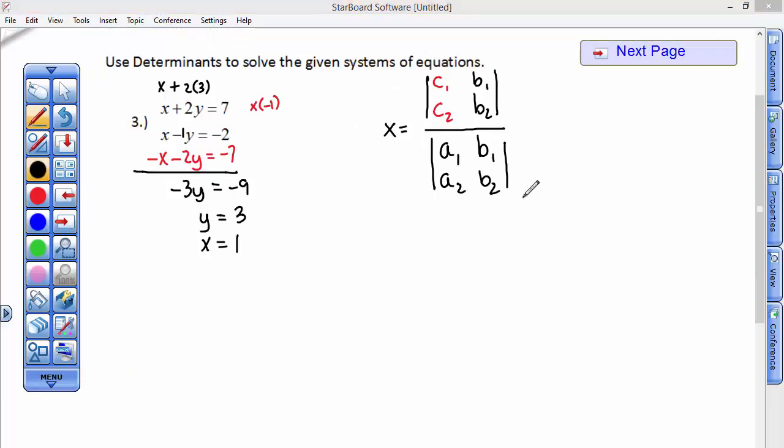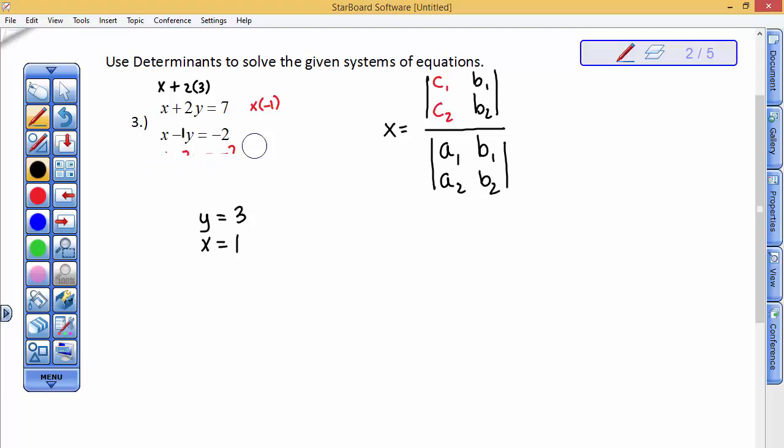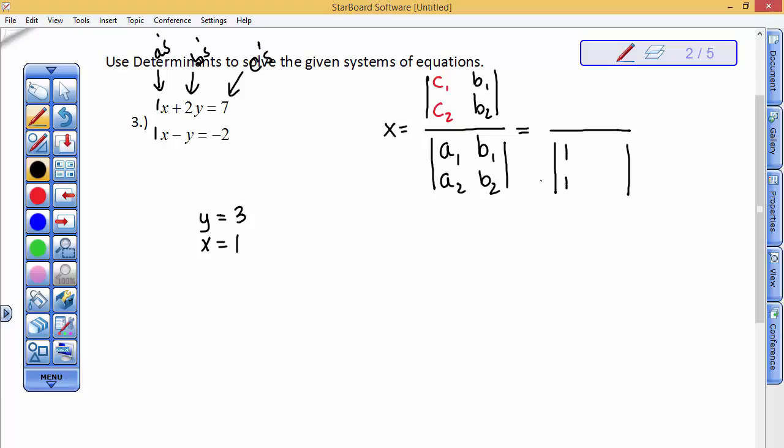And so what I like to do, I'm going to erase all of this, but I'm just going to keep the x is 1 and the y is 3. So what we do is we come on over here, and in this denominator, we put the numbers that are in front. These are the a's, these are the b's, and these are the constants, the c's, and we put the 1's down here, the 2 and the negative 1 right here, and we will evaluate that determinant.